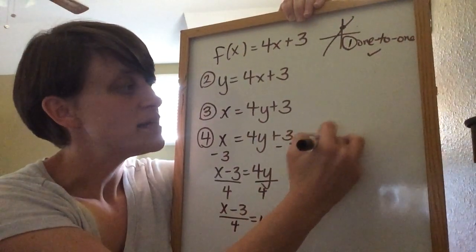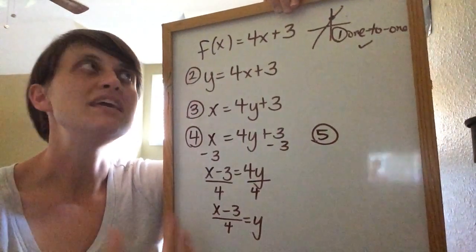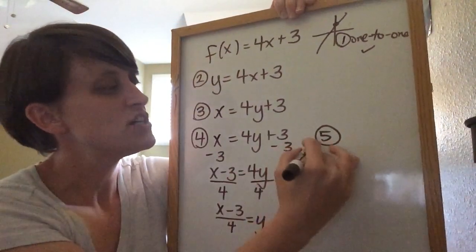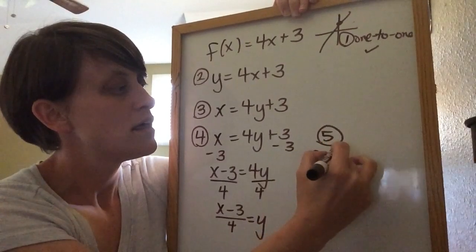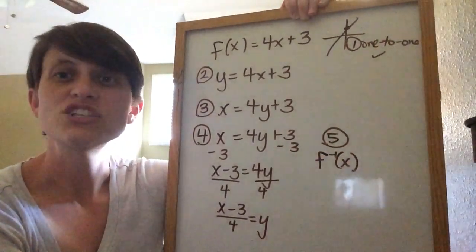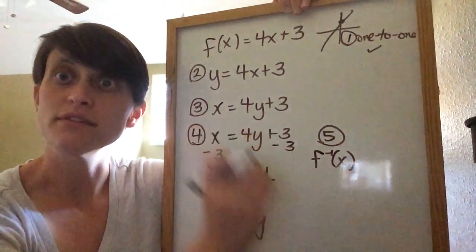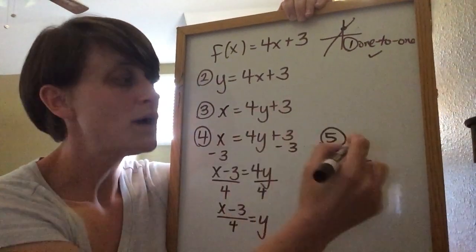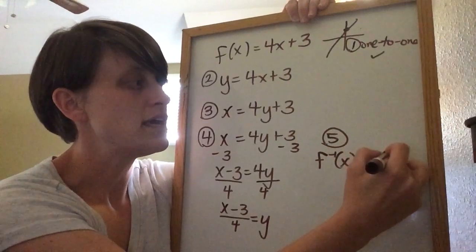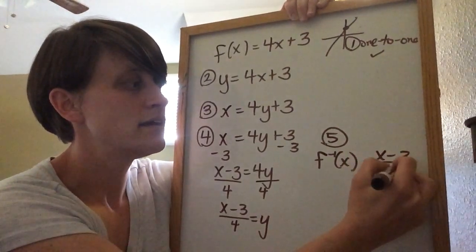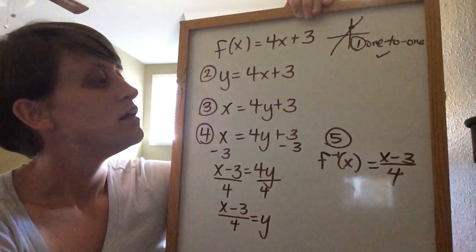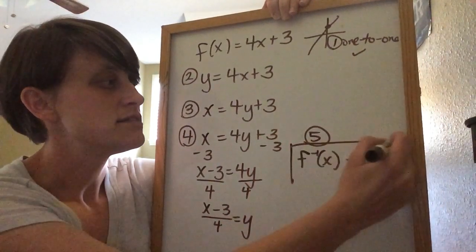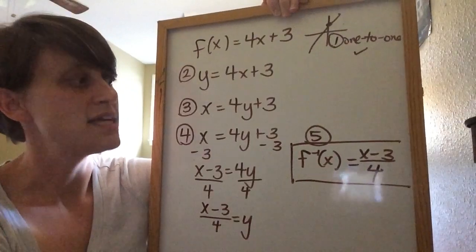Our last step is just to write that as the inverse function of f of x. So we're going to bring back the function notation and just put the inverse notation up there, the little -1. So f inverse of x, not just plain old y, but f inverse of x specifically, is x minus 3 over 4. Now, by the way, this is our final answer.